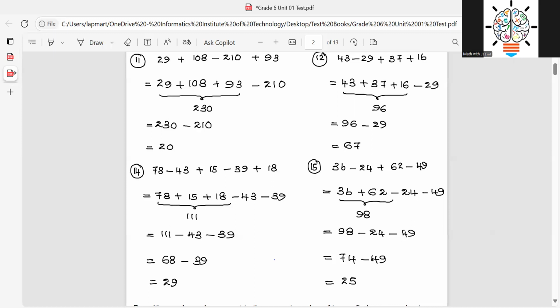The last question. You write down the like terms 36 and 62 and add them together, it gives me 98. From 98, you deduct 24, it gives me 74. From 74, you deduct 49, it gives me 25. That is all about mixed addition and subtraction. Okay, so then we will move to the next question, children.